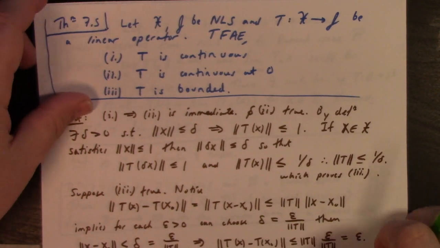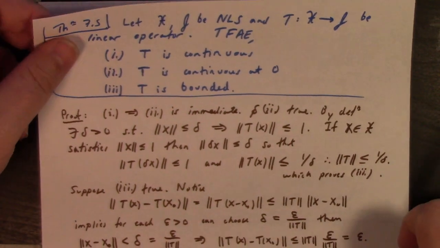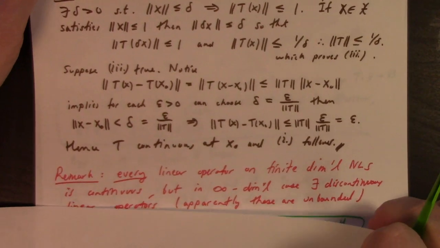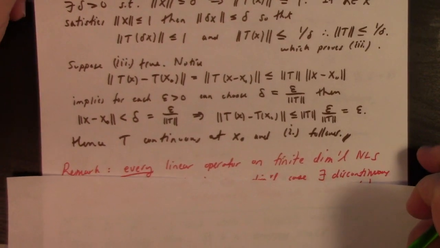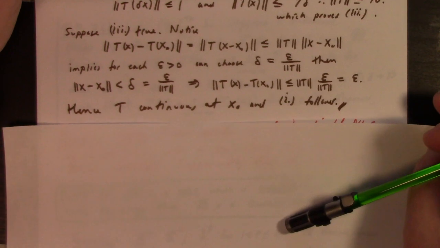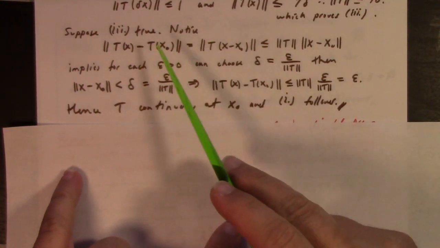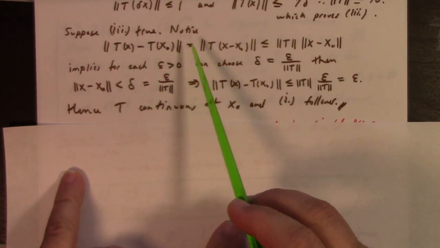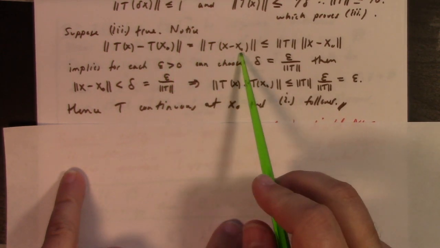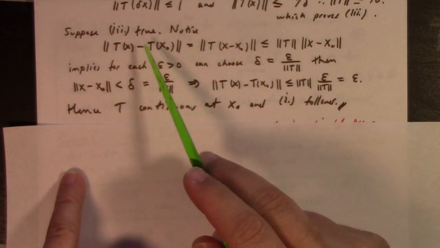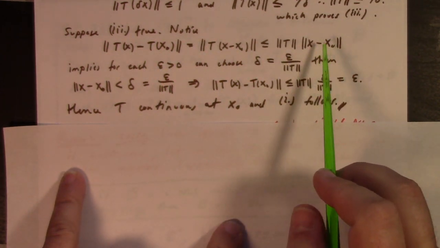And then next we suppose 3 is true, and we give some proof here, which implies that the mapping is continuous at an arbitrary point, which means that it's continuous. Let's look at the proof. So suppose 3 is true, in other words, T is bounded. Take the difference of T of x and T of x naught. Well, that's of course this, which then is the norm of T times the norm of x minus x naught.